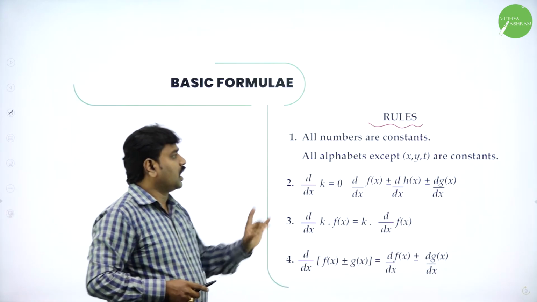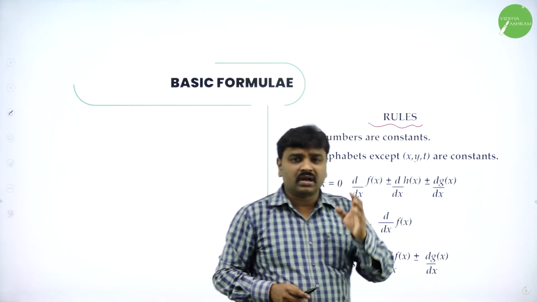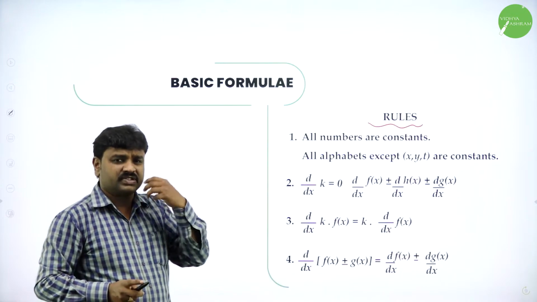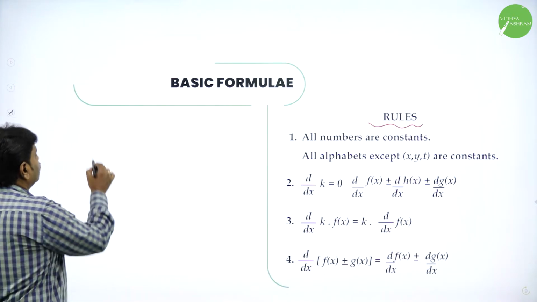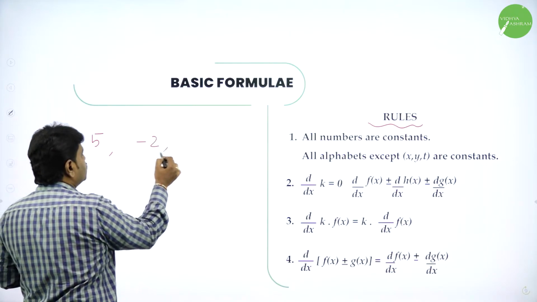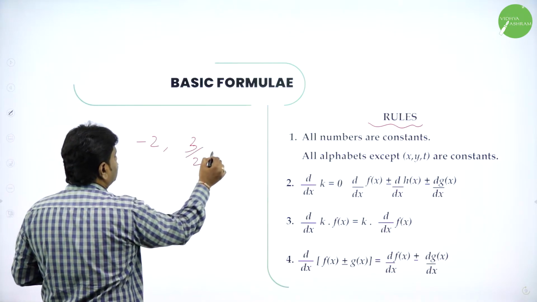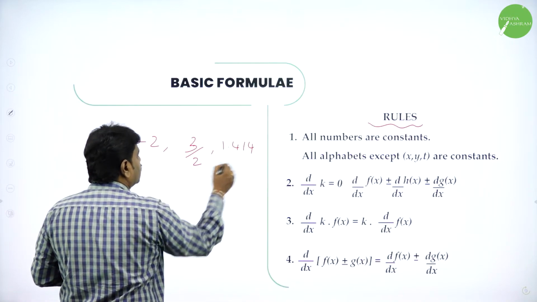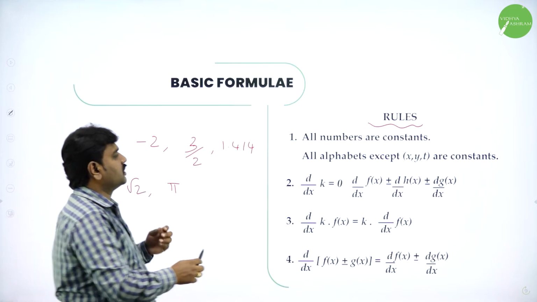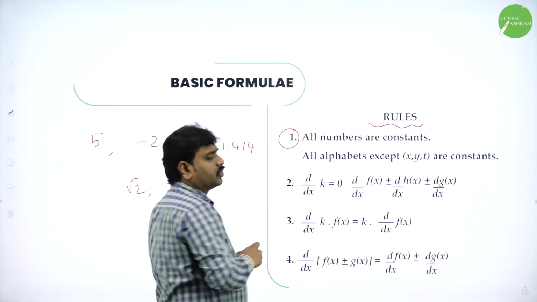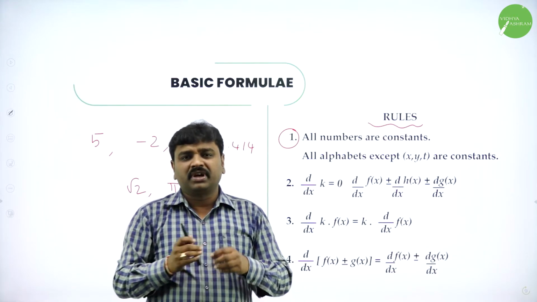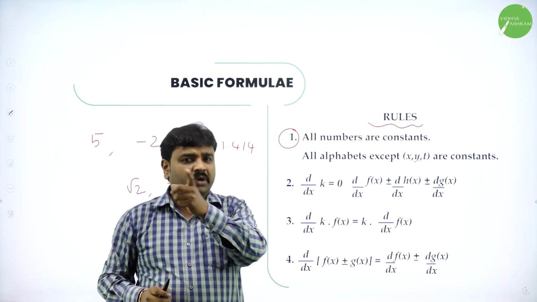What is the rule? All numbers are constants. You take any number, it is a constant, whether it is a fraction, or 5, because it's a number, or minus 2, 3 by 2, 1.414, root 2, or pi. All numbers we call constants. What is rule number 1, my dear students? All numbers are constants. I am repeating, once you are thorough with the rules, problems become easy.